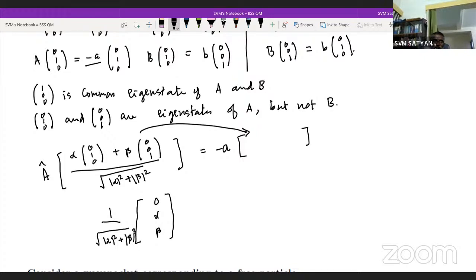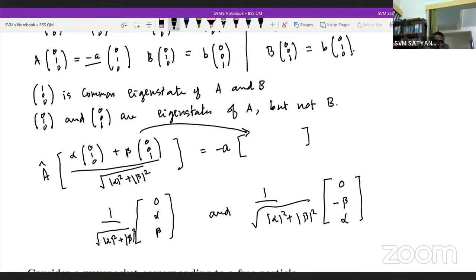And the other vector should be orthogonal to this: 1 over square root of mod alpha squared plus mod beta squared times 0, minus beta, alpha star, beta, alpha.